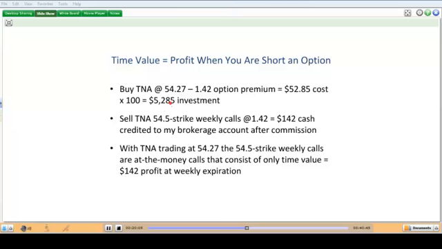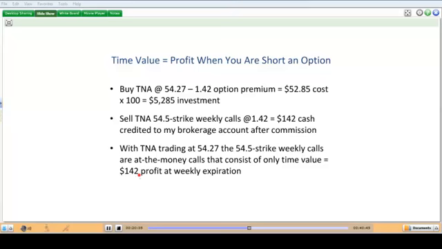Now let's just assume that you were able to sell a similar option premium each week, $142 option premium, and again, this was the time value of this 54.5 strike because it was an at-the-money call option. So this $142 that I collected was time value, and again, that becomes profit.